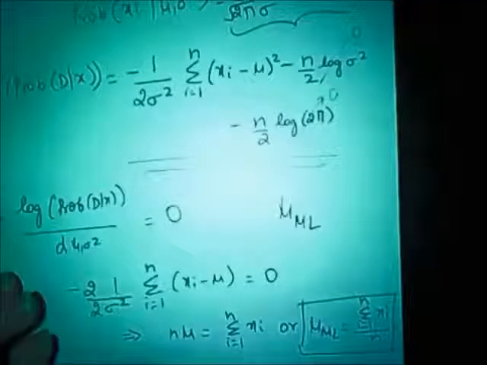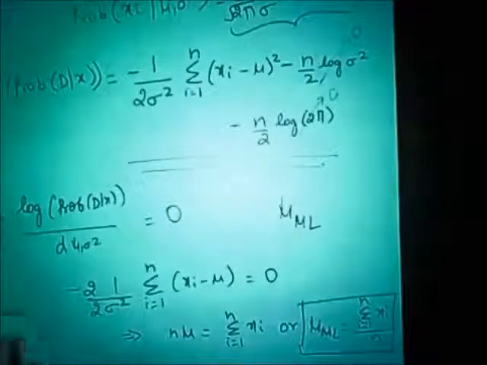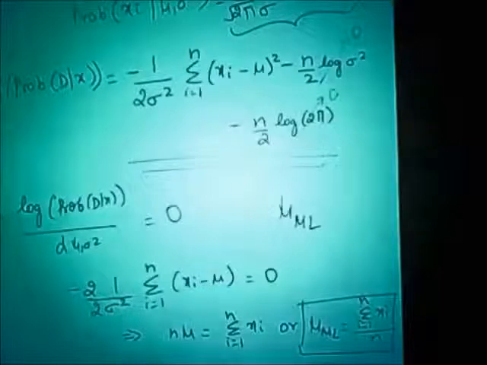Again, this seems intuitively very correct. If I want to find out the mean of a distribution from which I have sampled a lot of samples, then I just take all the samples that I have and calculate the mean of those samples.